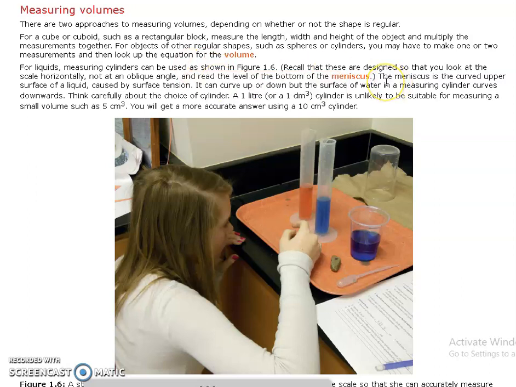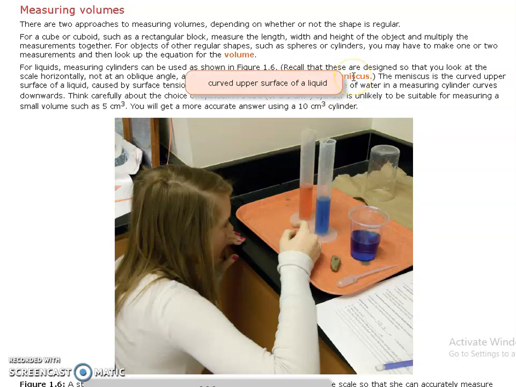Recall that measuring cylinders are designed so that you can look at the scale horizontally. The most important thing while measuring the volume is to measure it accurately by a perpendicular view. Our eye level should be perpendicular, and we have to read the lower meniscus of the liquid, except for mercury. For mercury we have to measure the upper meniscus. For all other liquids we read the level of the bottom of the meniscus.